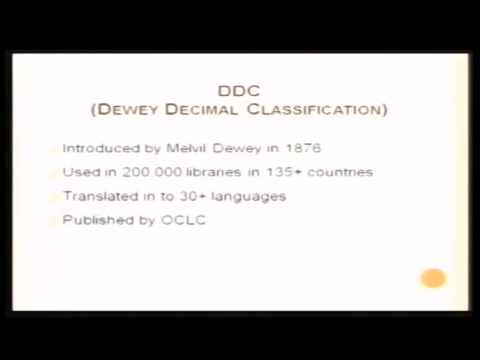DDC stands for Dewey Decimal Classification. It was conceived in 1873 and introduced in 1876. And today it is being used in more than 200,000 libraries in 135 countries across the globe. And this scheme of classification has been translated into more than 30 languages. The system of Dewey Decimal Classification is published by OCLC, Online Computer Library Center.